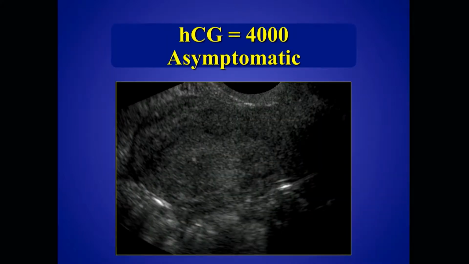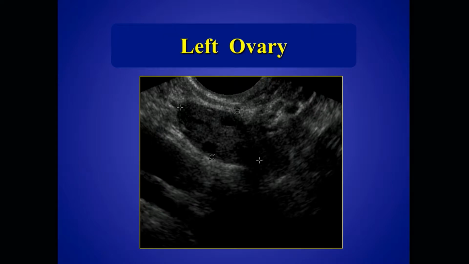Here's a different patient. The HCG was 4,000. So at 4,000, we know we should be seeing an intrauterine sac. Patient is asymptomatic. Sent over by the high-risk group, and here's the sagittal view of the uterus showing no evidence of a sac within the endometrial canal. So we turn our attention to the adnexa. Here's the left ovary. The left ovary is well characterized by the peripheral follicles. We don't see anything there.